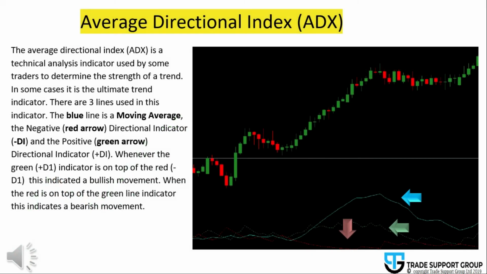The average directional index, or ADX, is used to determine when prices are trending in a strong direction. In many cases, some traders may call it the ultimate trend indicator. But keep in mind, the ADX can only help us gauge the intensity of the trend. We need to combine it with another indicator in order to provide good entry signals.